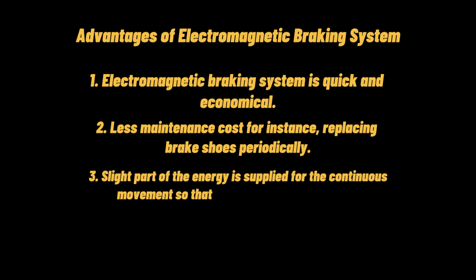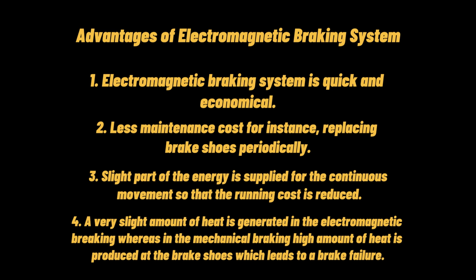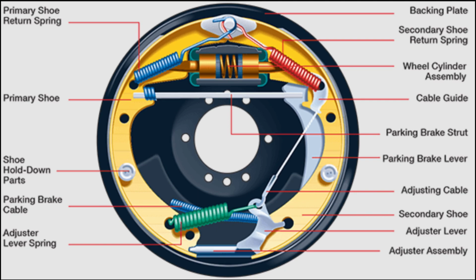3. Only a slight part of the energy is supplied for the continuous movement so that the running cost is reduced. 4. A very slight amount of heat is generated in the electromagnetic braking, whereas in the mechanical braking a high amount of heat is produced at the brake shoes, which leads to brake failure. 3. Frictional braking system.